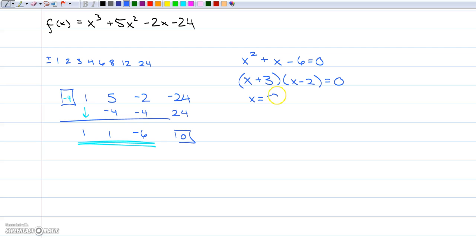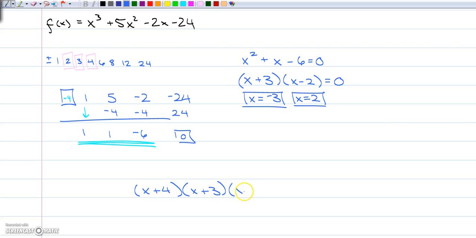Two of the choices that I could have used in the synthetic division, what the p's and the q's told me from my rational root theorem, is that I should have checked negative 3 and positive 2 along with my negative 4. All of those choices are in the list that we started off the problem with. The factored form of this original problem, x to the third power plus 5x squared minus 2x minus 24, could really be written as x plus 4, x plus 3, x minus 2.